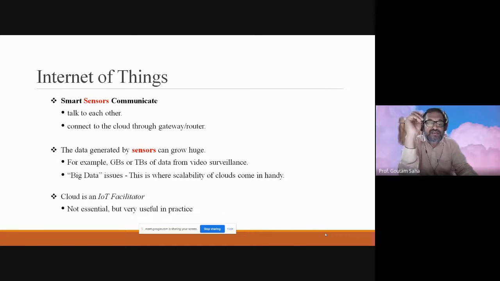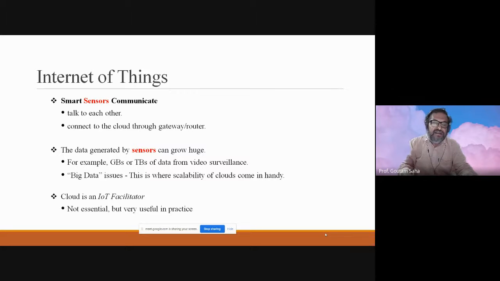Cloud is an IoT facilitator. Cloud means the distributed computing field. You can use the cloud, and cloud, of course, is for IoT. When I'm talking to you about IoT, cloud definitely comes, because everybody is resource constrained and energy constrained. So where the computation will be done at a very fast pace, in real-time speed, it is only the cloud which can help you.